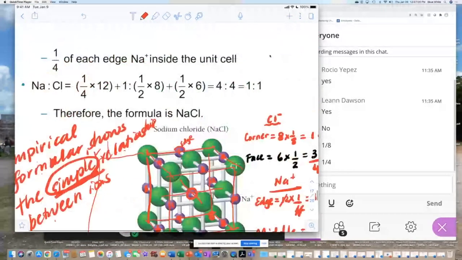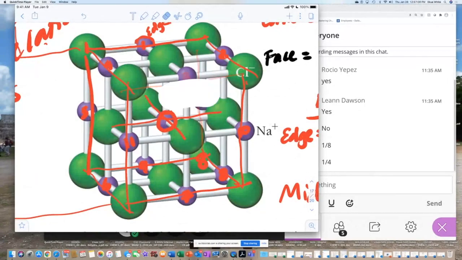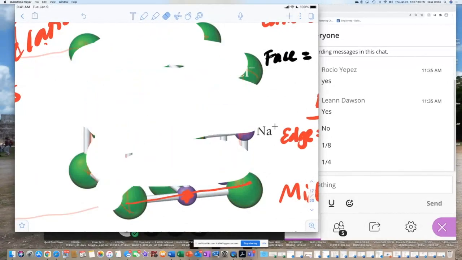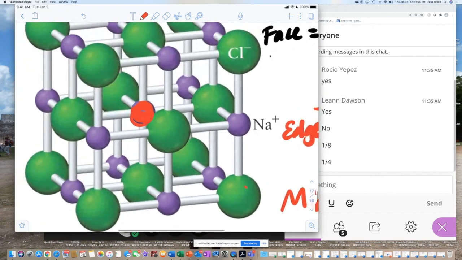Okay, did they ask for coordination number here? I see them reporting something, but okay, I see on the next slide. So based on this one here, what do you think our coordination number is? This is our central piece, right? What pieces are in contact with this? If you were asked coordination number, what would you say? Can you tell what they are?